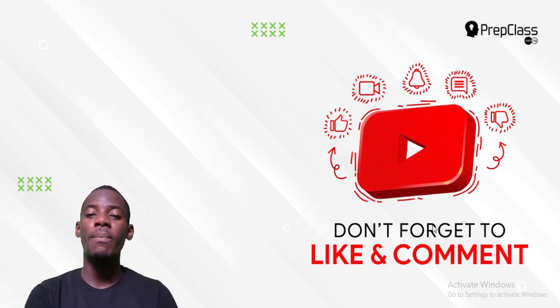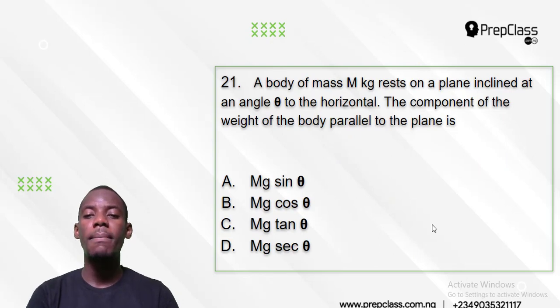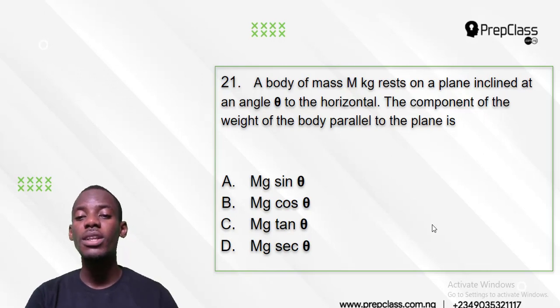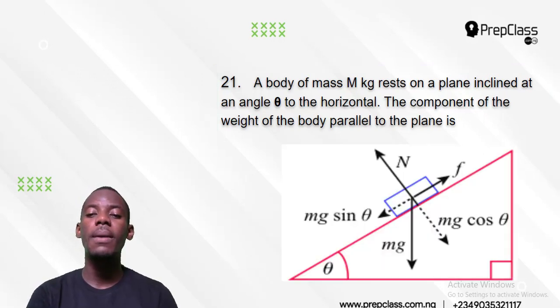Okay, now let's get to number 21. A body of mass m kilogram rests on a plane inclined at an angle theta to the horizontal. The component of the weight of the body parallel to the plane is what? Now, the one parallel to the plane.